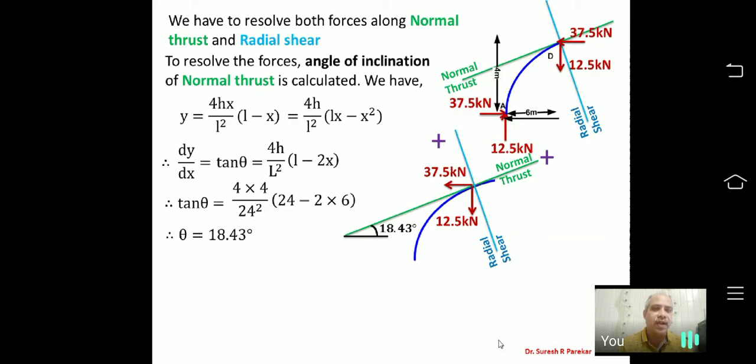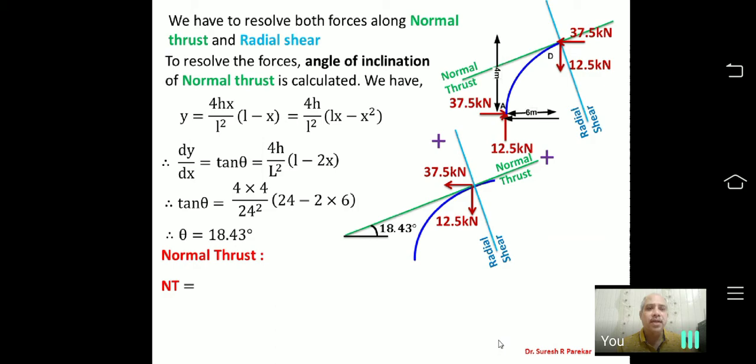So 37.5 gives a negative component along normal thrust and a positive component along radial shear, whereas 12.5 gives a negative component along normal thrust and a negative component along radial shear. So 12.5 gives both negative components, but 37.5 gives radial shear as a positive component. Now we will write the equation.